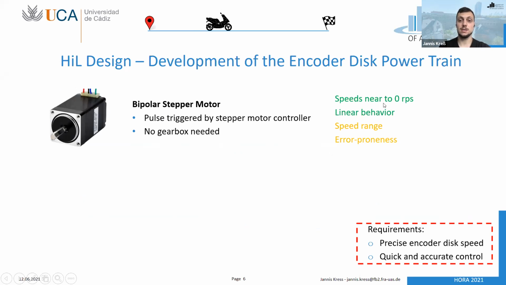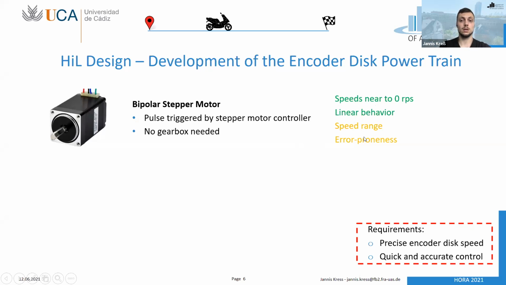And the advantage is that we can reach speeds near to 0 revolutions per second. When talking about DC motors or brushless motors, this is not the case, because we have a threshold of a minimum revolution per second. And we have a linear behavior when it comes to control, because we have the requirement of the precise encoder disk speed and a quick and accurate control, which is not given with a DC motor or a brushless engine.